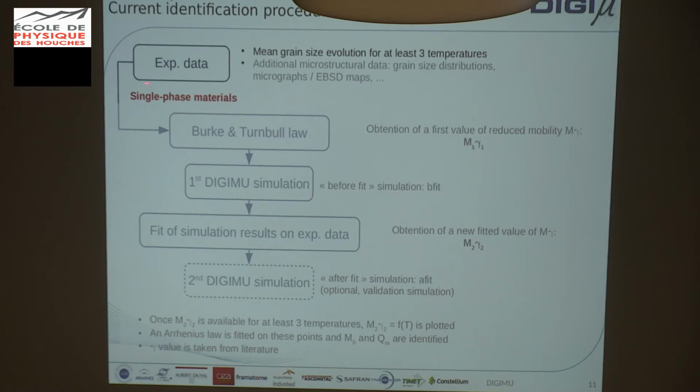It works really well with single phase material right now, but the limitations here are more related to the model itself and not really to the identification procedure. The idea for the whole identification procedure is always to start with a good starting point. Here we use a classical Burke and Turnbull law just to obtain a first value for the product of the mobility with the grain boundary energy, the reduced mobility. We compute a first full-field simulation, and then only do a curve fitting of that first prediction of the model against the experimental data, just to refine those parameters.